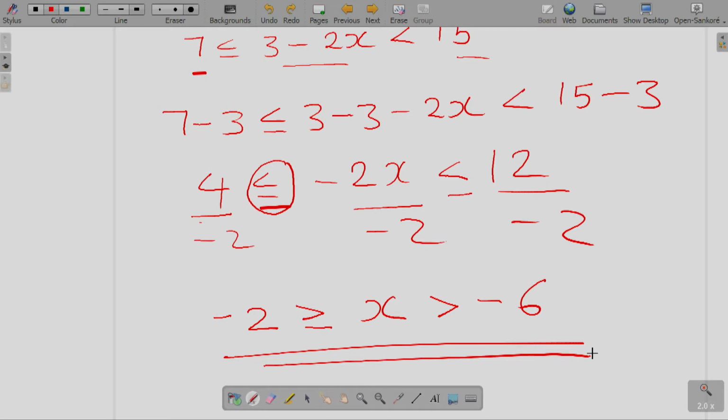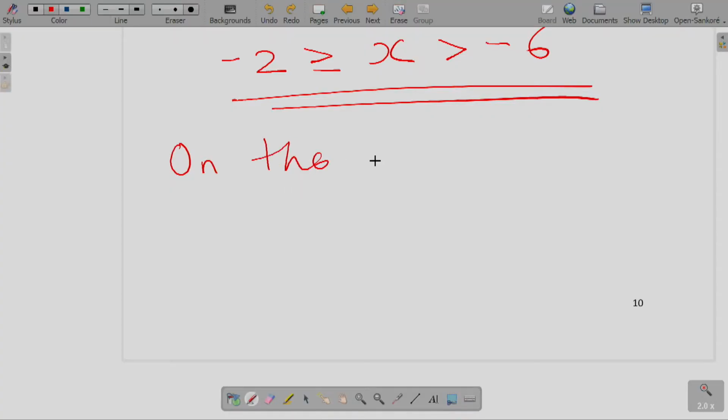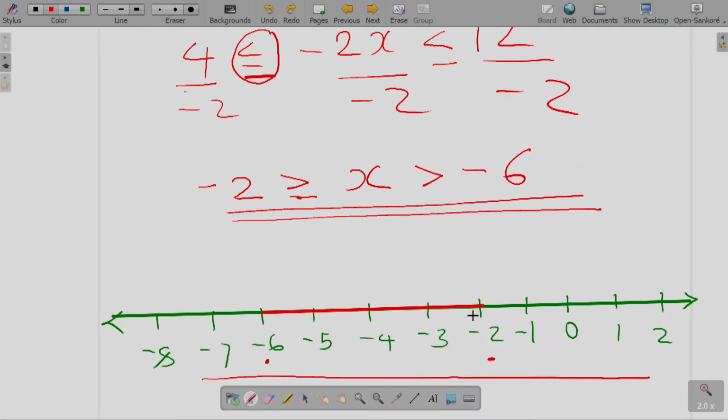And also we are required to show this on the number line. So on the number line, negative 2 should be a shaded point, but negative 6 should not be shaded. I mean the point where number 6 is placed should not be shaded. So this is how to show inequality on a number line.